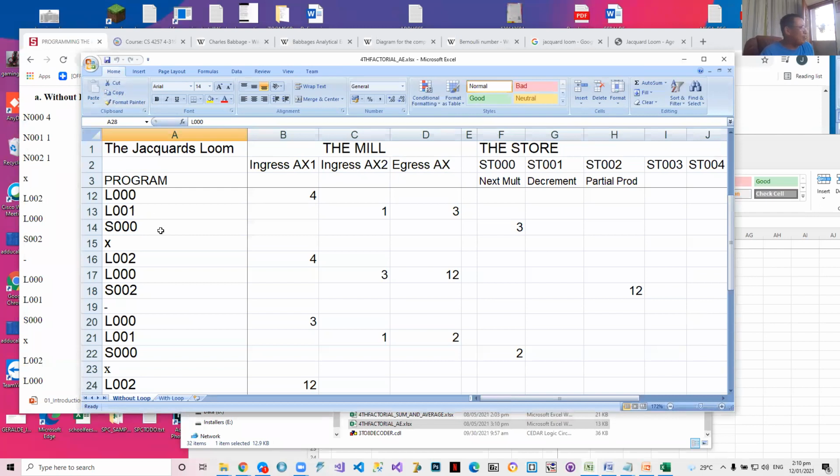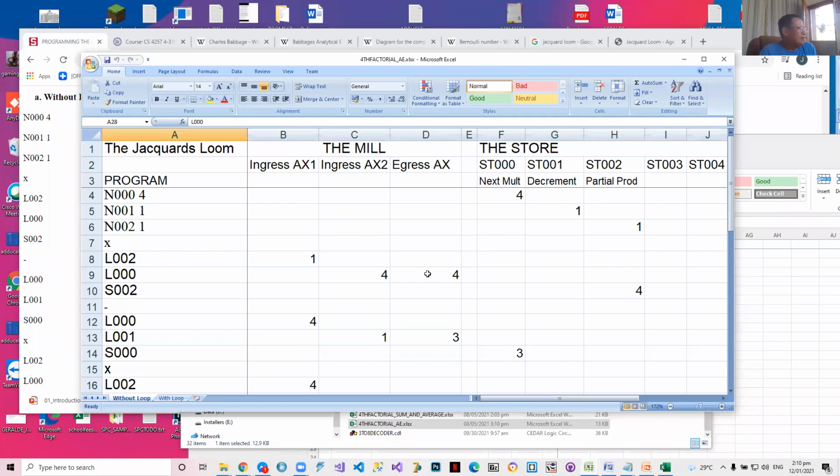This is the same program, which I've altered a bit. Actually, it's the same. You follow? Ingress axes are actually registers. Ingress and egress are actually registers, just three registers. Ingress means input. Egress means output.